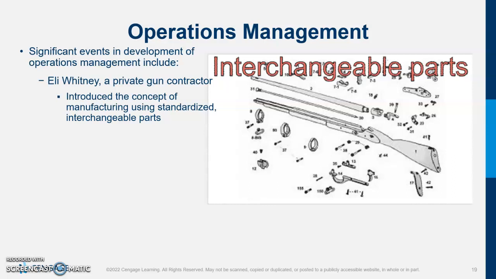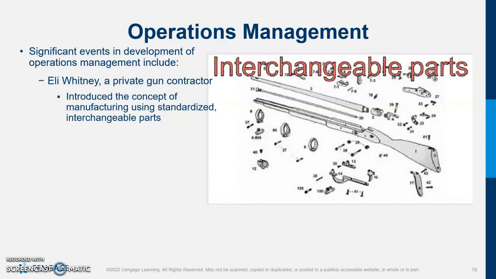One of the first major contributors to operations management was Eli Whitney, and he was a private gun contractor, and he came up with this idea that he could use standardized parts to make different guns. And so he said, look, I don't need different parts for each gun. I can make a variety of different guns with different parts. And so that's what he did. He had standardized parts and then he would just assemble them differently in order to make different guns.